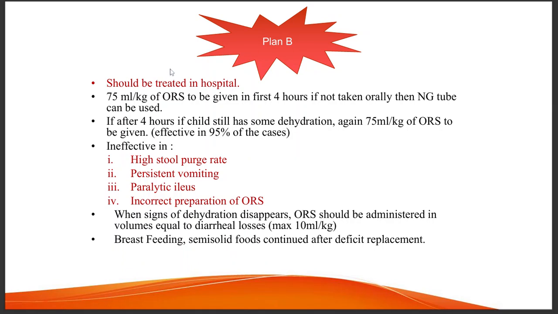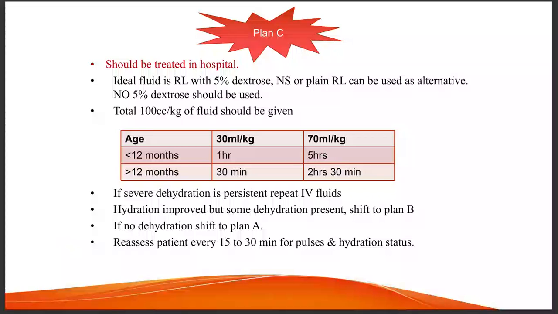And then for plan B, these children are treated in the hospital. You give them some ORS here also. Yeah, so that is what happens. And then you also have plan C, which is also treated in the hospital. But we'll talk about the details of these plans when we discuss dehydration in the next class.